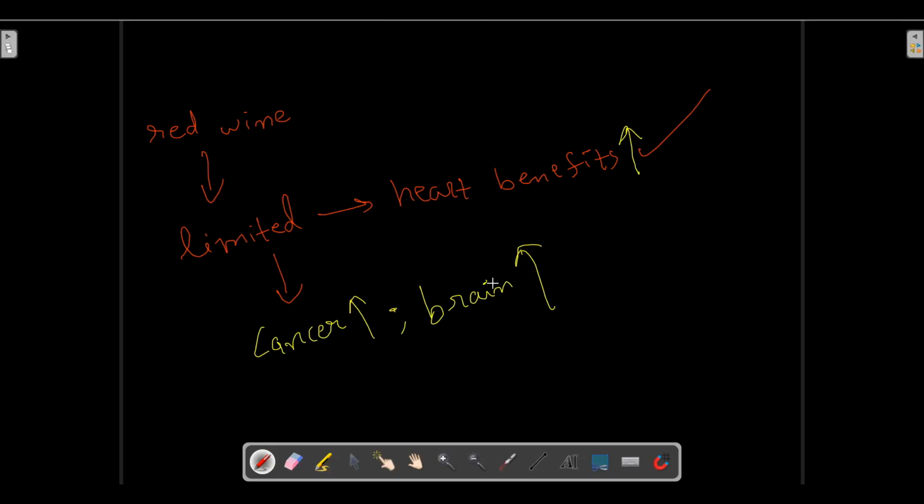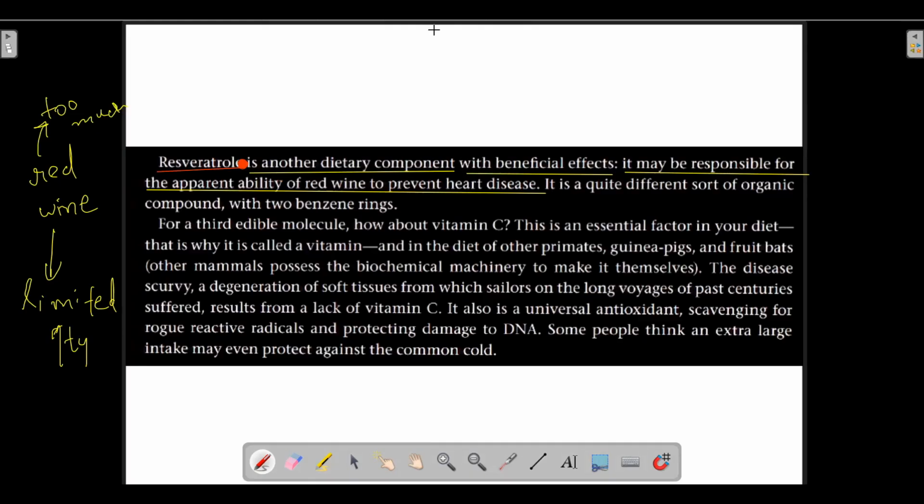So that is why red wine has more harmful effects as compared to benefits. Suppose there is one benefit, then there are 100 harmful effects corresponding to each benefit. So red wine overall is a harmful substance. That is why it has been said, apparent ability. Apparent means we are not clear whether it shows the ability or not. But some research papers show the ability. They say yes, it helps in keeping the heart healthy.